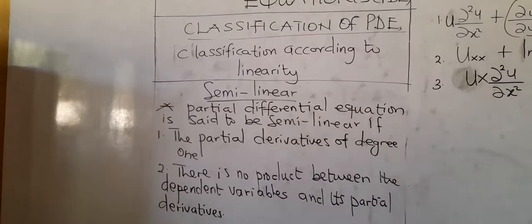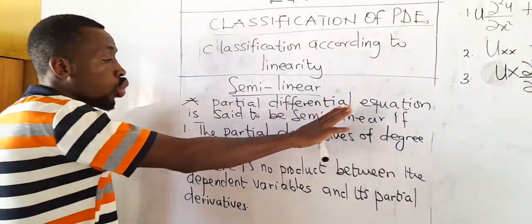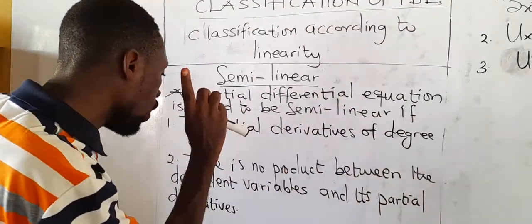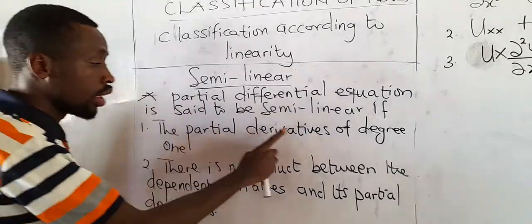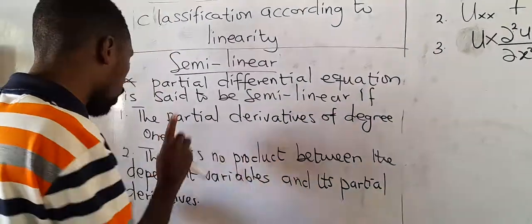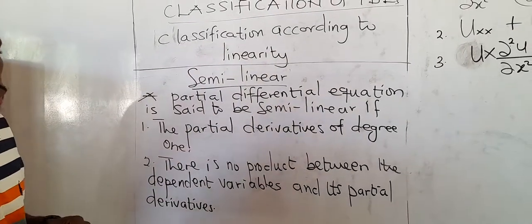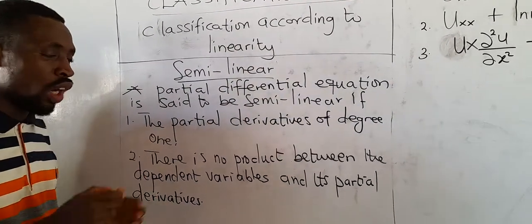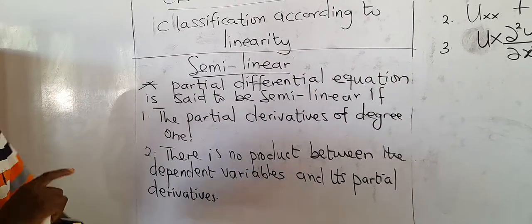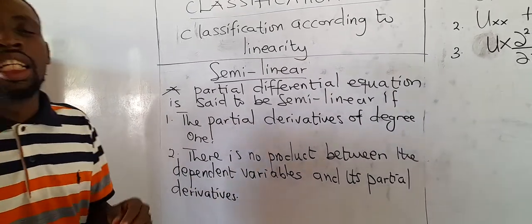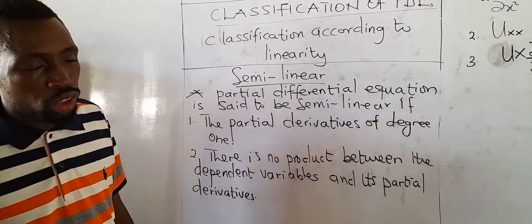So when do we say it's semi-linear? A partial differential equation is said to be semi-linear if, one, just two conditions. One, the partial derivatives are of degree one. All the partial derivatives must be of degree one. The dependent variable can be of any other degree, but when the partial derivatives are of degree one, then it's satisfied to be a semi-linear partial differential equation.